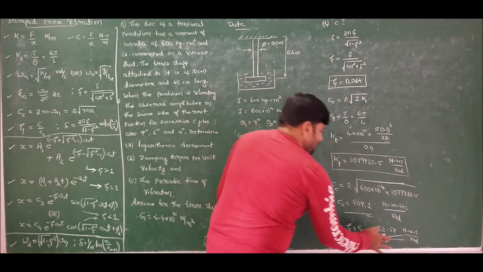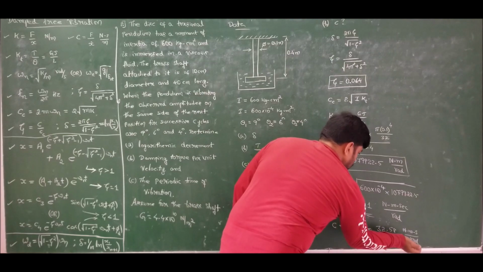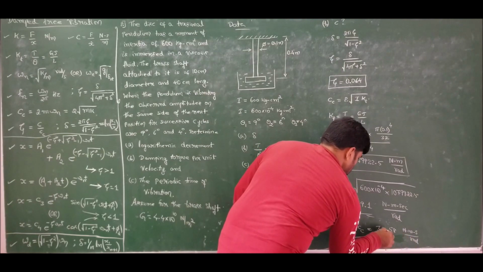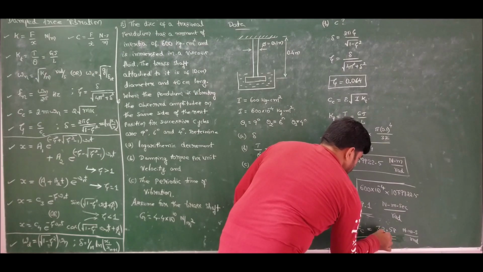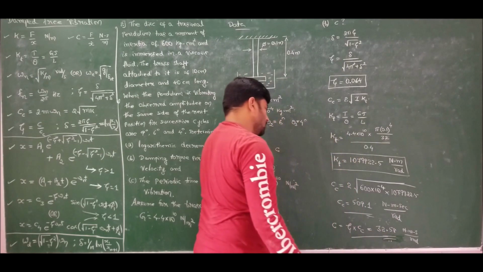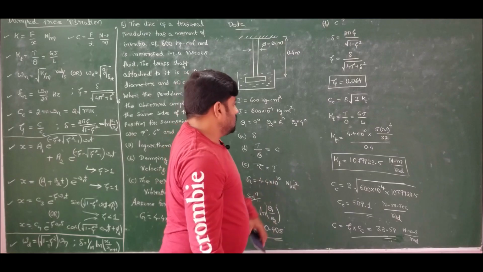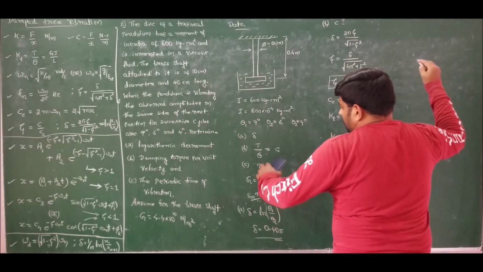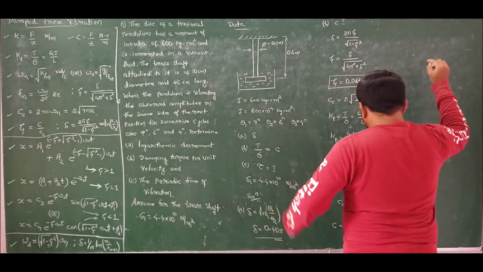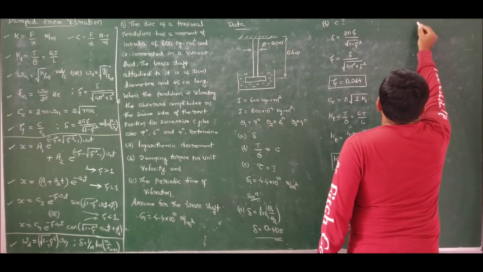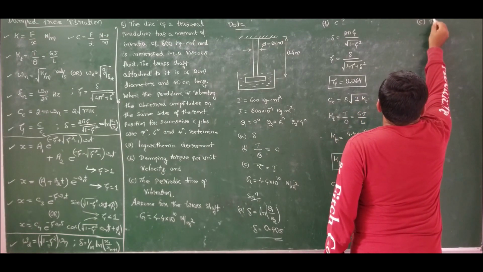So we got the value of damping coefficient, that is damping torque per unit velocity. B, quantity B is also determined. Next, moving for C, we want to determine time period.